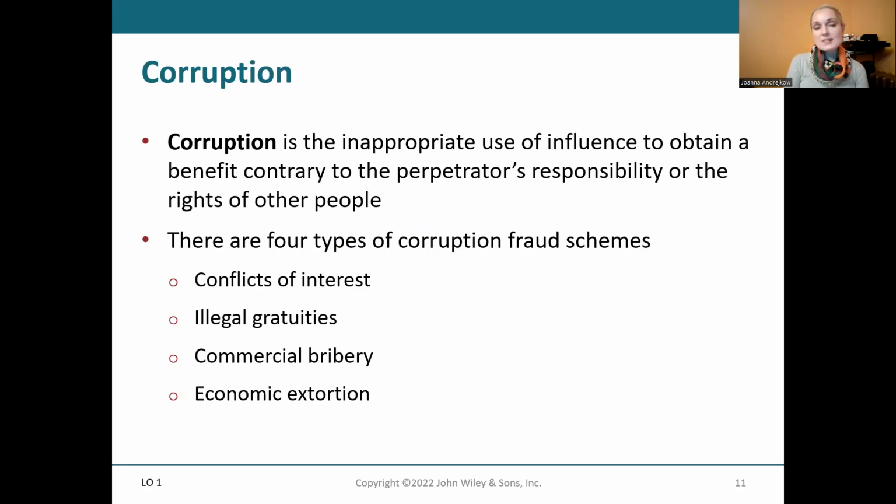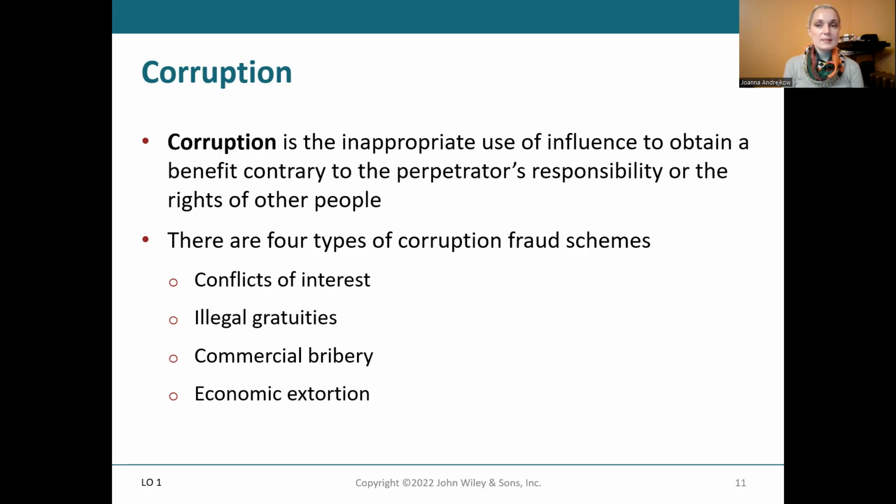So corruption is the inappropriate use of influence to obtain a benefit contrary to the perpetrator's responsibility or the rights of other people. And there are 4 types of corruption fraud schemes, such as conflict of interest. So for example, if one of the vendors is your brother and you give them the contract, even though they might not provide the best price or benefit for the organization.